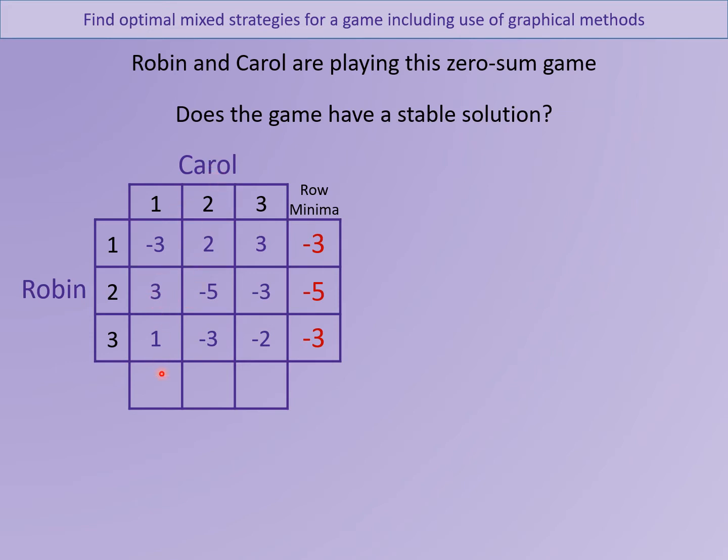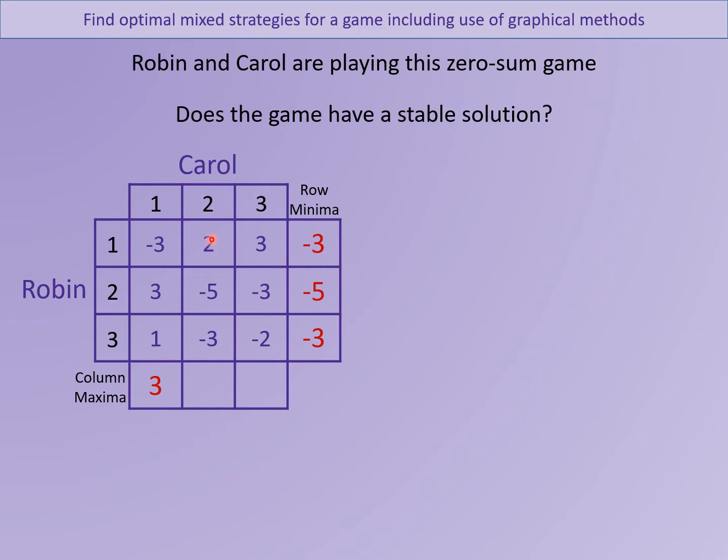So instead of looking at the row minima, we look at the column maxima. We're looking at the maximum value here because that's the worst thing that can happen to Carol. So if Carol plays her strategy 1, she could lose 3, she could win 3, she could lose 3, or she could lose 1. So this situation where she loses 3 is what we put in. We don't write -3 or anything like that. We always stick with the numbers that we see here, which are always to do with Robin, so we don't get confused.